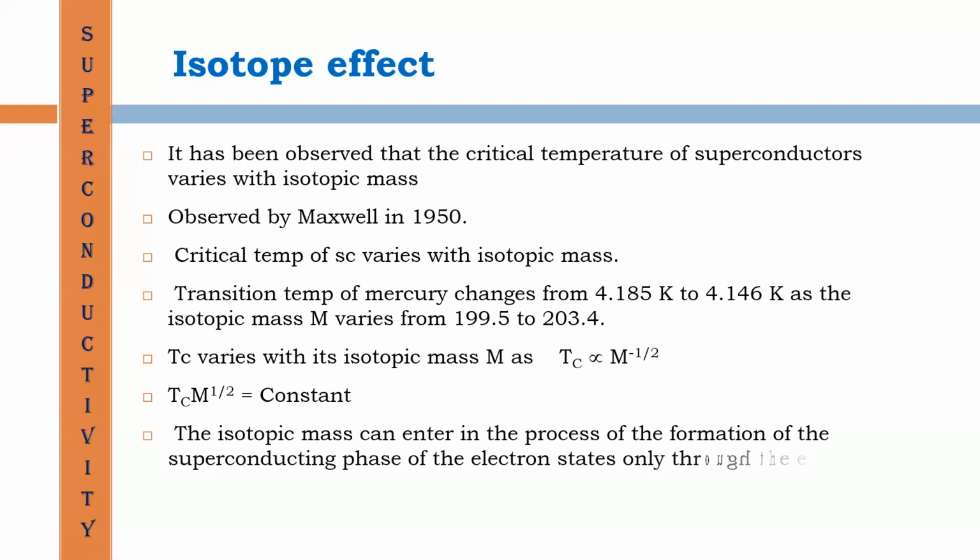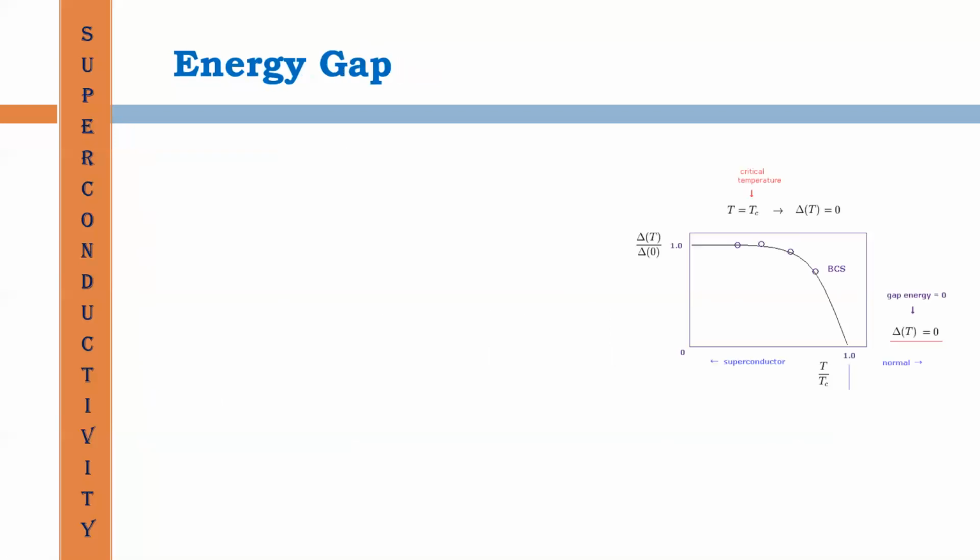The isotopic mass can enter in the process of formation of the superconducting phase of the electron state only through electron phonon interaction. Next, we discuss the energy gap.